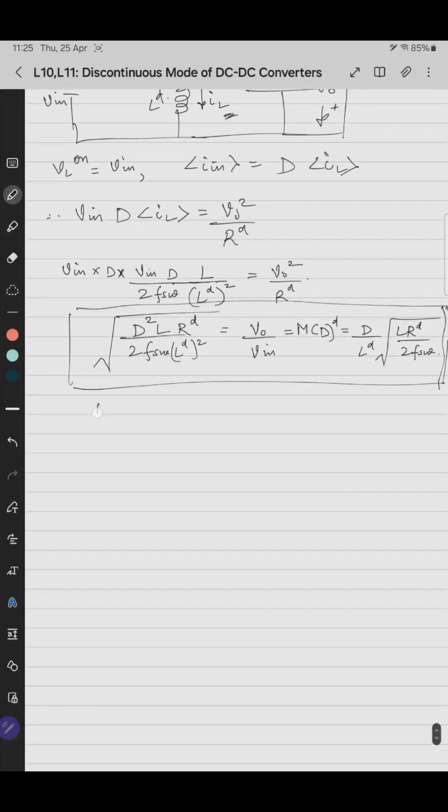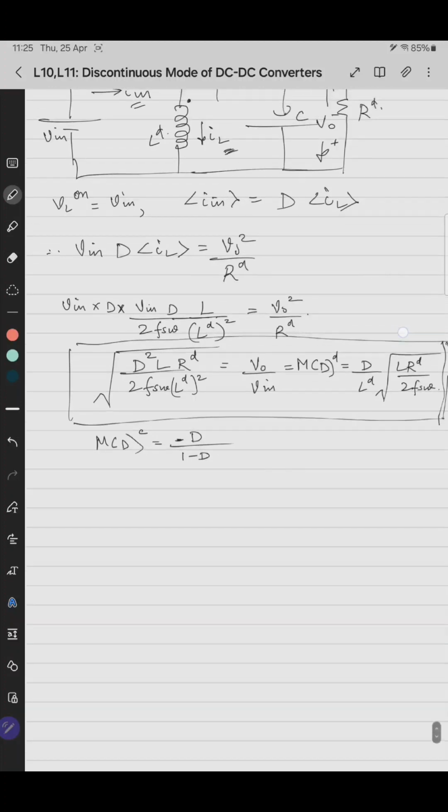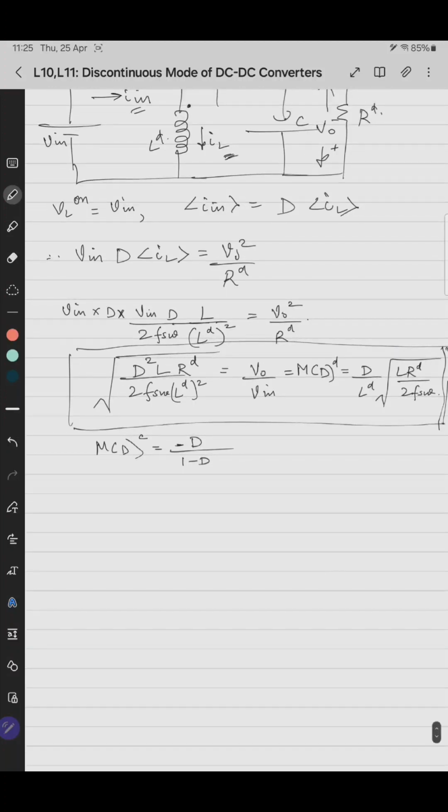And what is M of D for continuous conduction mode? It is minus D by 1 minus D. Or we can write it in terms of mod: mod of this is D by 1 minus D.